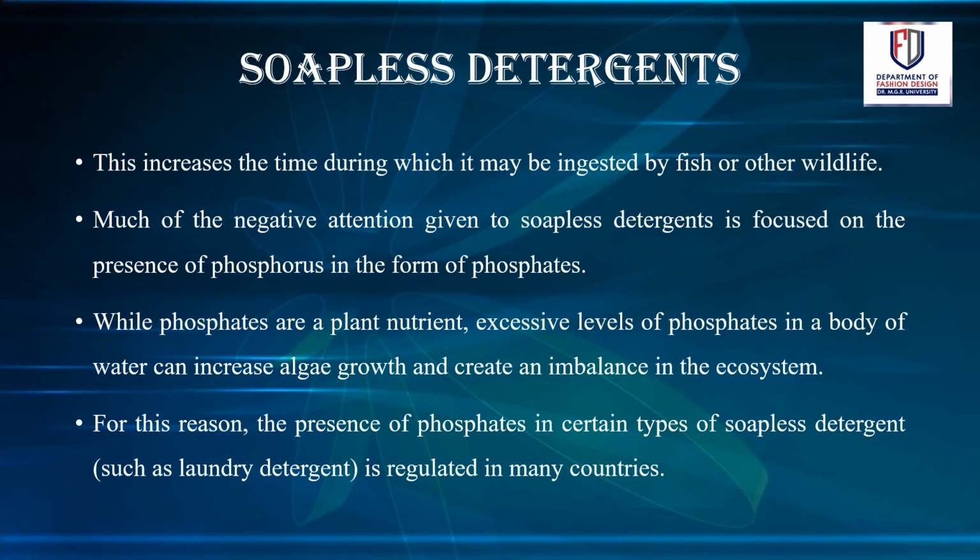While phosphates are a plant nutrient, excessive levels of phosphates in a body of water can increase algae growth and create an imbalance in the ecosystem. For this reason, the presence of phosphates in certain types of soapless detergents, such as laundry detergent, is regulated in many countries.